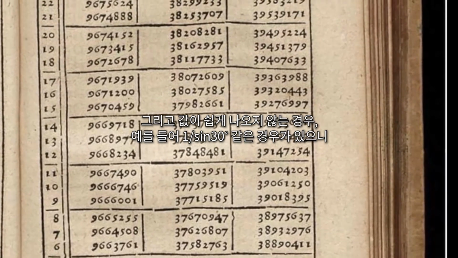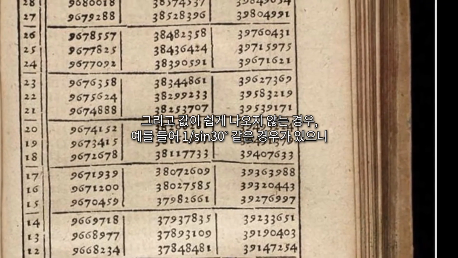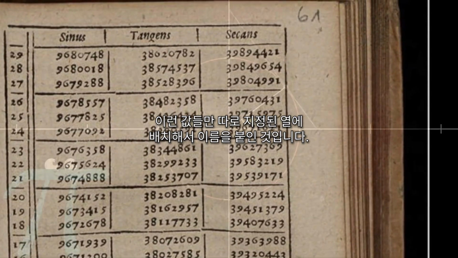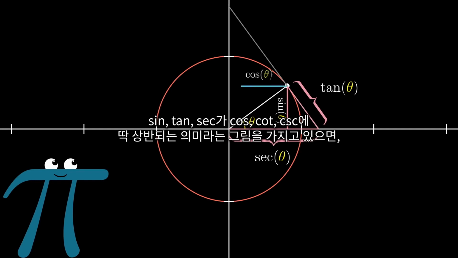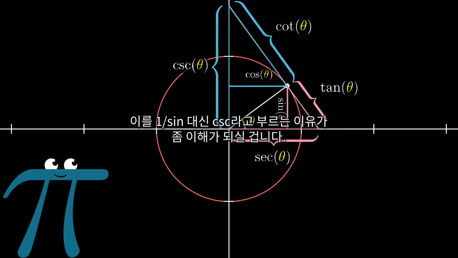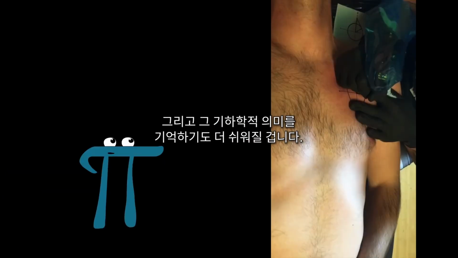And when you can't easily plug in something like 1 divided by the sine of 30 degrees into a calculator, it might actually make sense to have a dedicated column to this value with a dedicated name. And if you have a diagram like this one in mind when you're taking measurements, with sine, tangent, and secant having nicely mirrored meanings to cosine, cotangent, and cosecant, calling this cosecant instead of 1 divided by sine might actually make some sense, and it might actually make it easier to remember what it means geometrically.